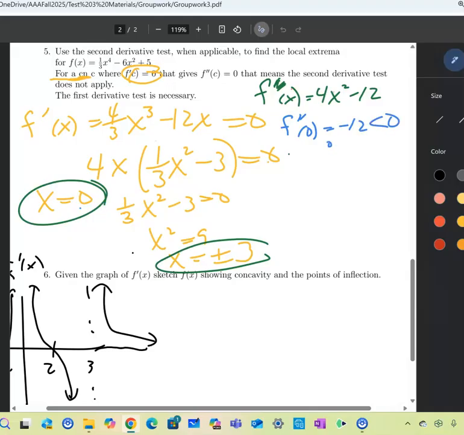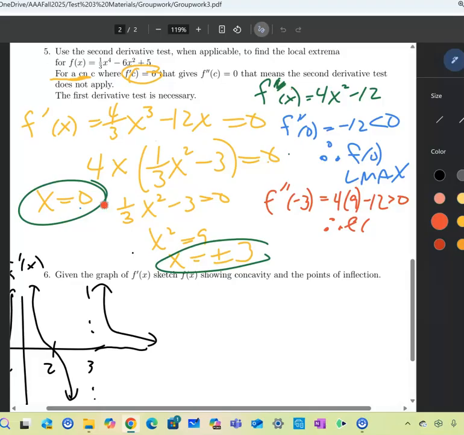That's less than 0, which means concave down. So that means f of 0 is a local max. All right, let's try another one. Let's plug in negative 3 into the second derivative. So I have 4 times 9 minus 12. Well, that's definitely a positive number. So that means f of negative 3 is a local minimum, because it's cupped up.